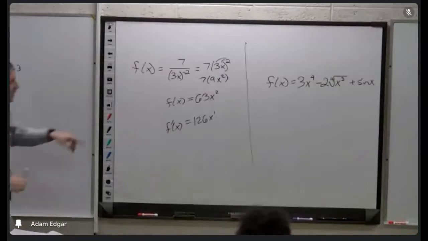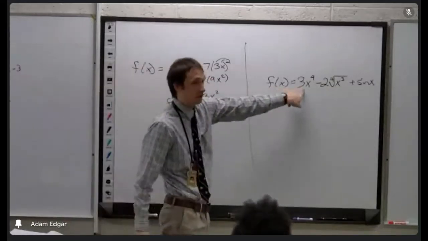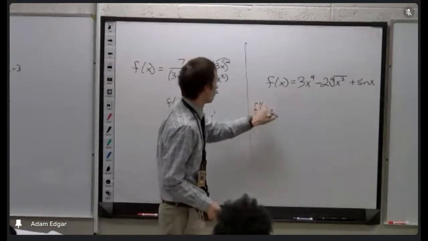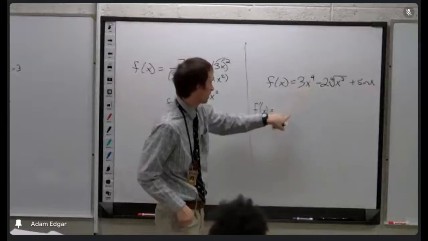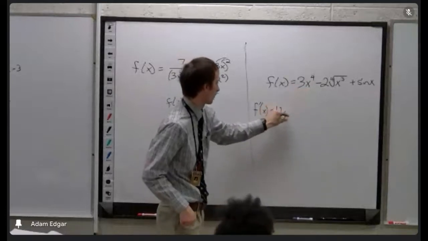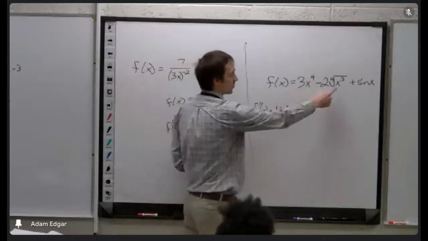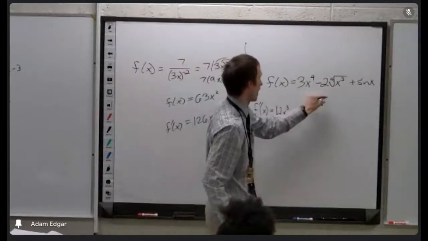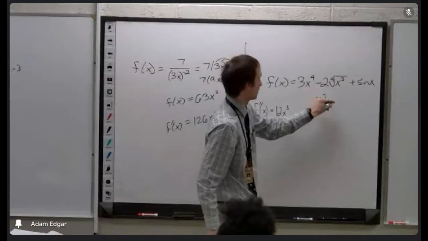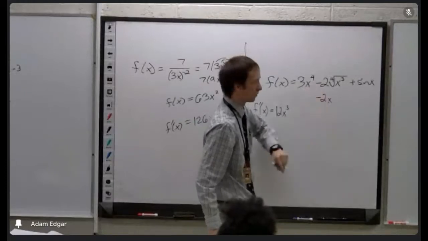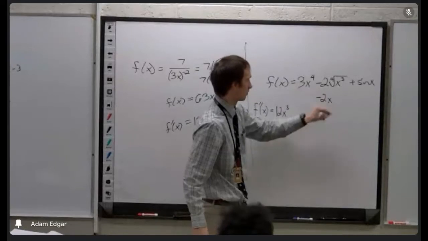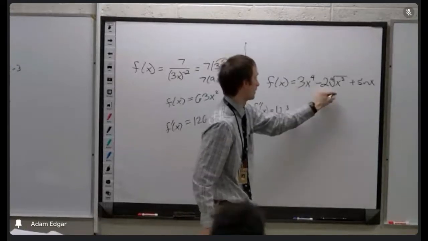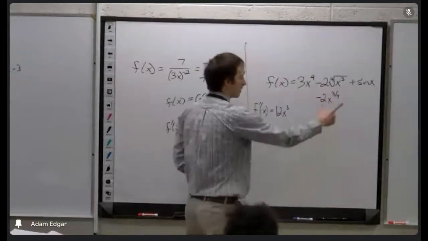Can you differentiate the first one? Okay. So, what's the derivative of this, guys? All right, cool. 12x to the 3rd. Can we differentiate the second guy as is? No. So rewrite the second guy. This is 2 times x to the what? 3/4, yeah. Now can you differentiate it? Okay.